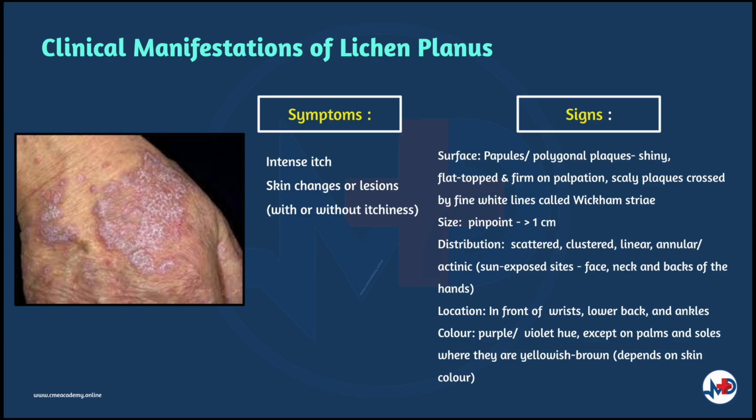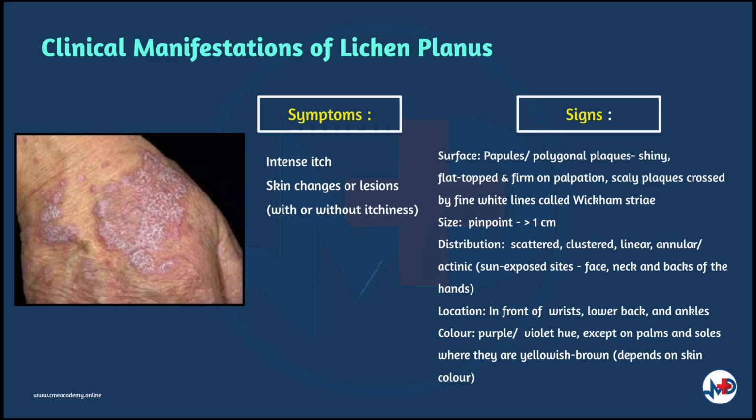Patients will commonly complain of intense itch and skin changes or lesions. Examination of the lesion reveals papules or polygonal plaques which are shiny. Its top is flat and firm on palpation. Scaly plaques often are crossed by fine white lines known as the Wickham striae. The size ranges from pinpoint to larger than a centimeter.